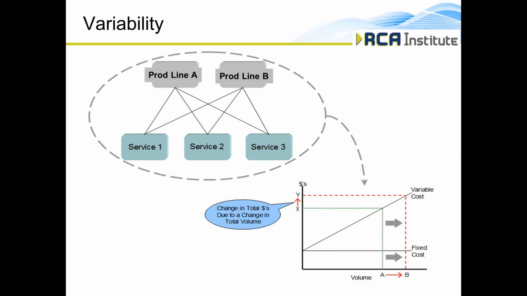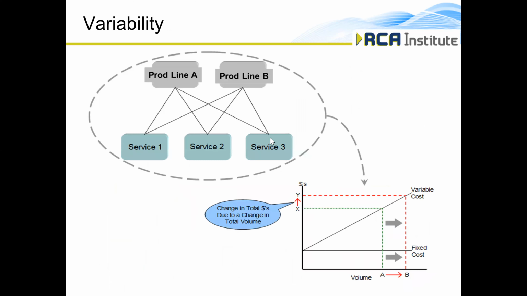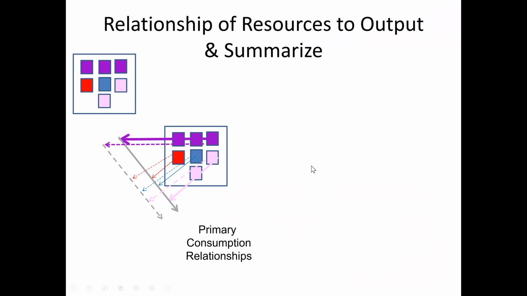Because what happens is, as you can see, all those resource pools are plugged together, and only those costs that kind of change based on product. Whereas, as we saw before, there's a whole bunch of things going on inside the organization that you can't see when you lump them all together. So we don't use this concept of variability. We use a much more discrete concept of responsiveness.